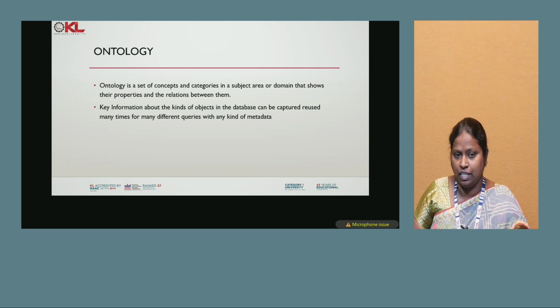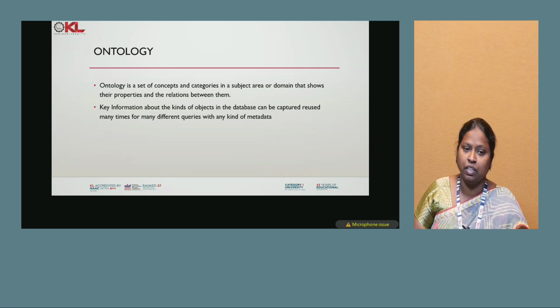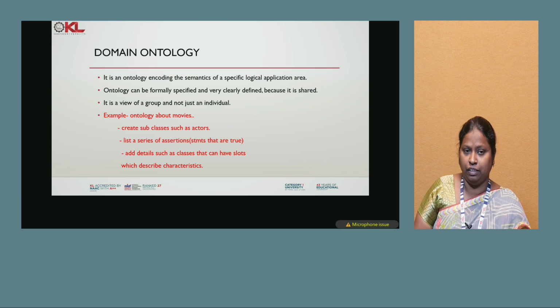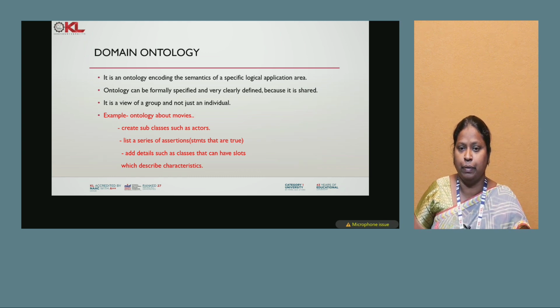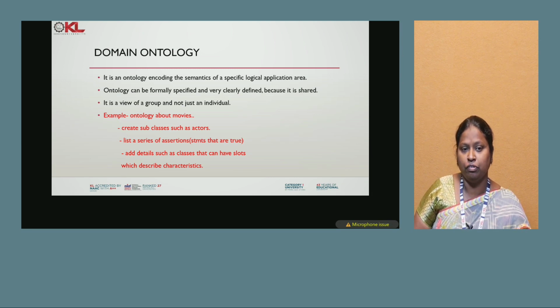Next is ontology. An ontology is a set of concepts categorized in a subject area or domain that shows their properties and the relations between them. Key information about the kinds of objects in the database can be captured and reused many times for many different queries with any kind of metadata. Next is the domain ontology. It is an ontology that encodes the semantics of a specific logical application area. An ontology can be formally specified and very clearly defined because it is shared and is the view of a group and not just an individual.